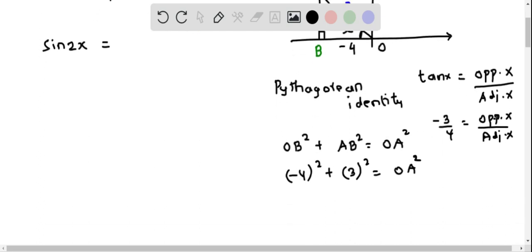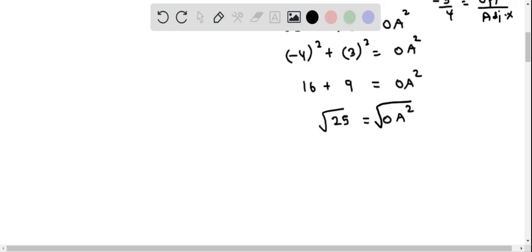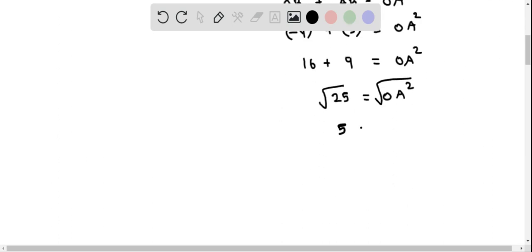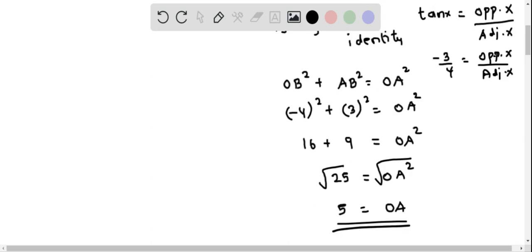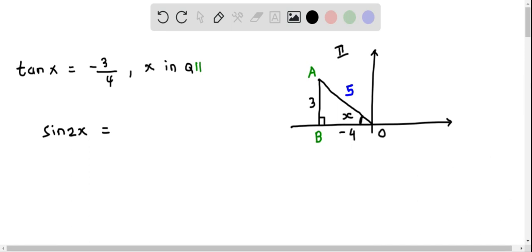Now let's solve for OA squared. Negative 4 squared is 16, and positive 3 squared is 9, and so we get OA squared. 16 plus 9 is 25, and this equals OA squared. So we take the square root on both sides, and the square root of 25 is 5, and this equals the square root of OA squared, which is OA. So we have determined that the hypotenuse OA equals 5. So I'm going to mark 5 here.